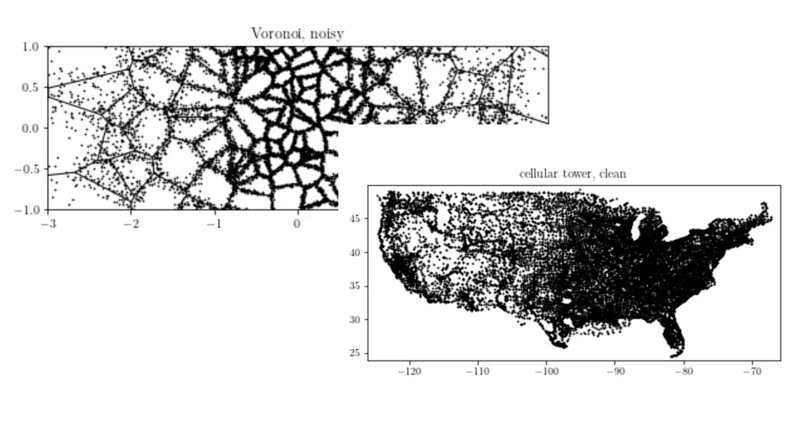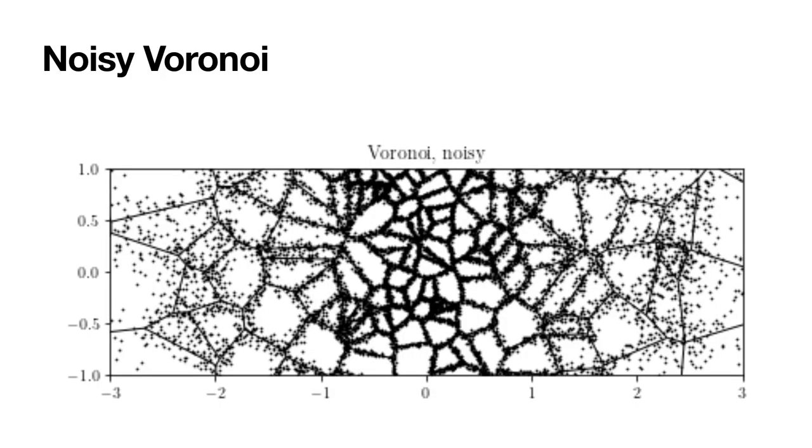So I promised you two data sets. One of them is the cosmologically motivated data set, the other is the map of the US. Let's see how the proposed method performs.